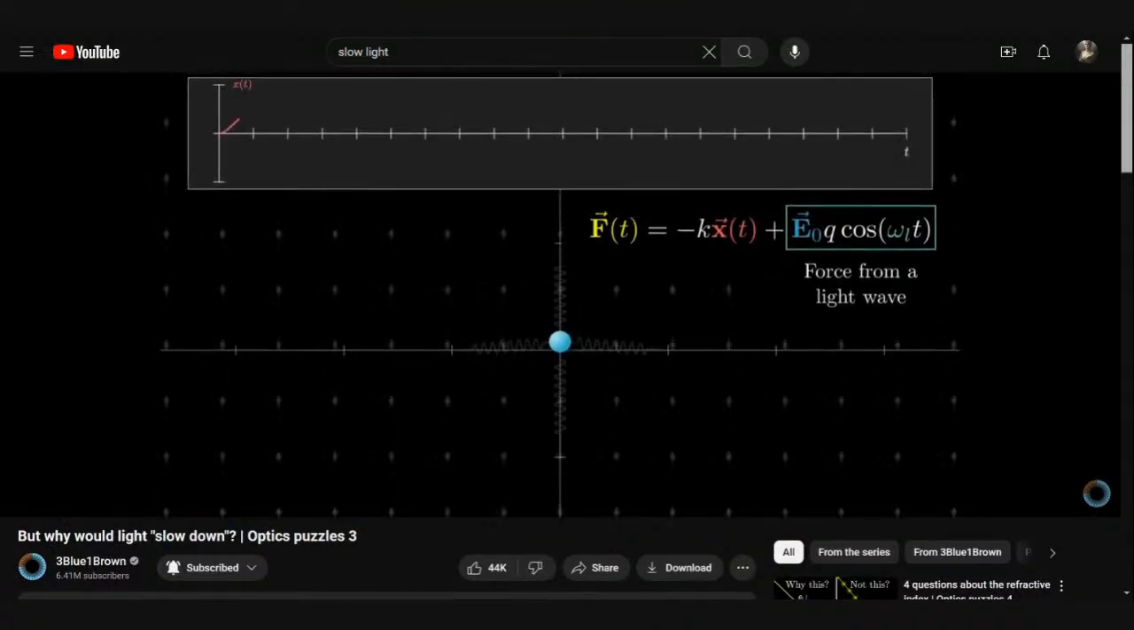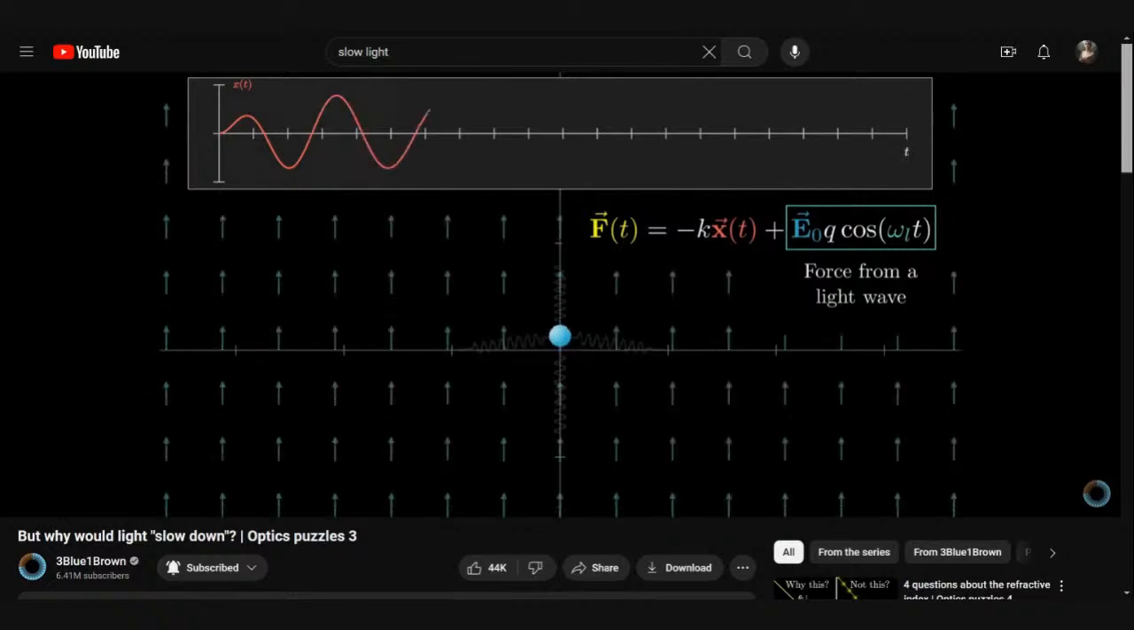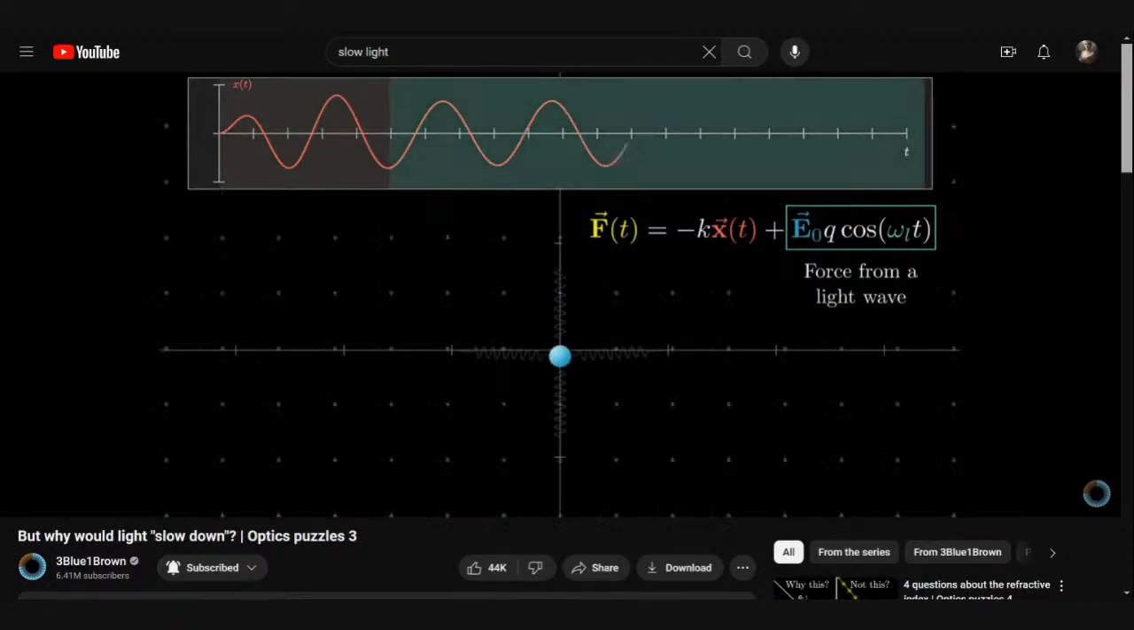Now, in trying to understand how much our charge is oscillating in response to the incoming light, let me start by just simulating it and plotting the result. You'll notice that there's a little startup period where it kind of has to get going, but then after that, mercifully, it looks nice and clean, just like another sine wave.